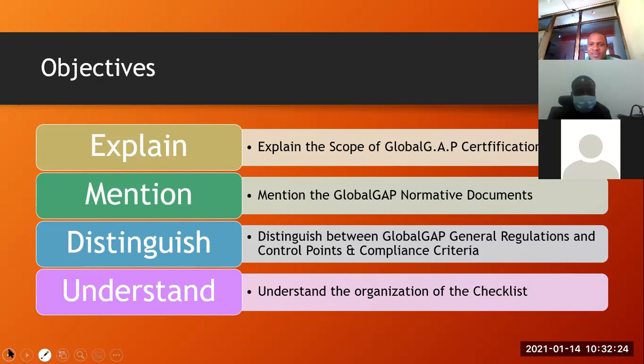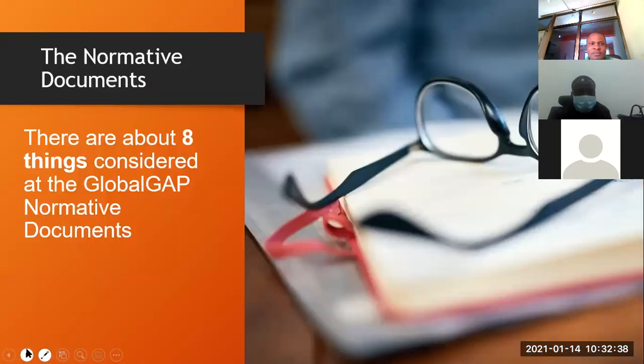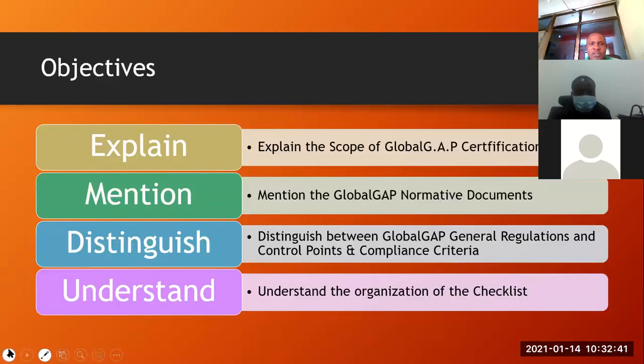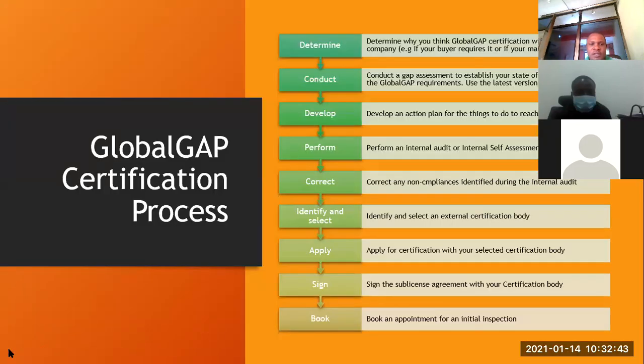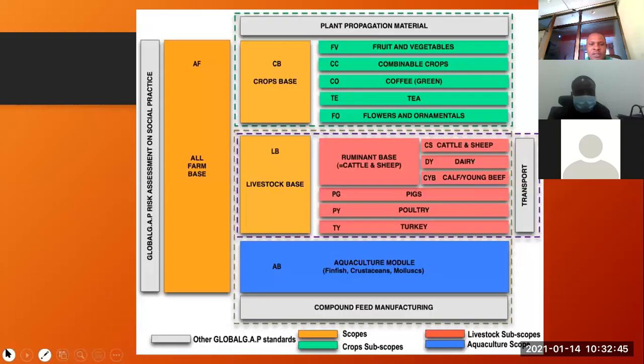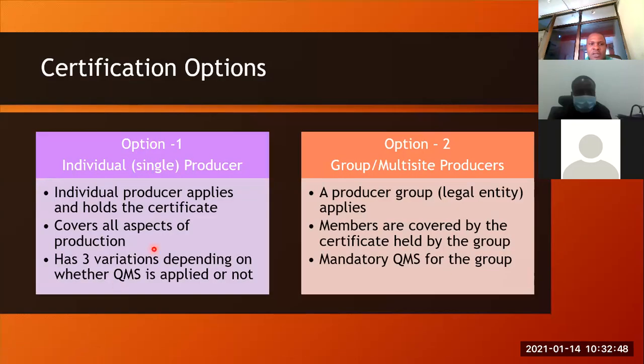And Charles, this is Barasa, I also have a question to ask. Okay, please go ahead. Please allow me to take you back to the certification options. In this case, I'm dwelling on option 1. Did you say that QMS is just an option there, or it shouldn't be there at all regarding option 1? Okay, so for option 1, we have 3 variations.